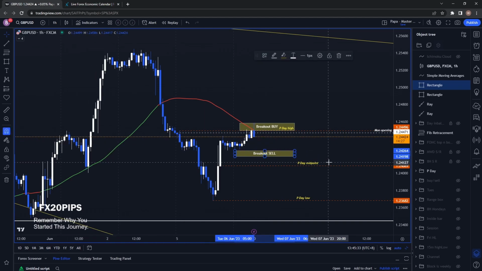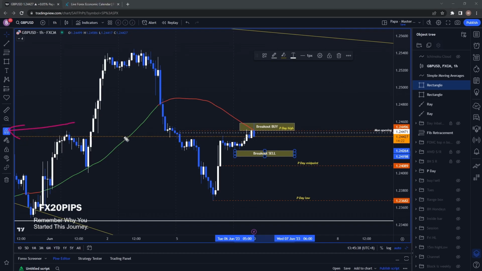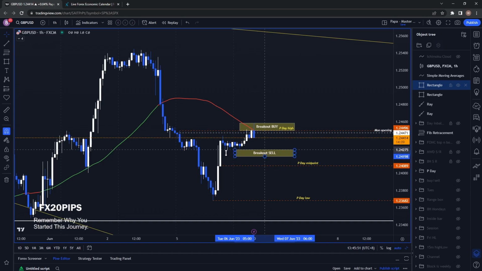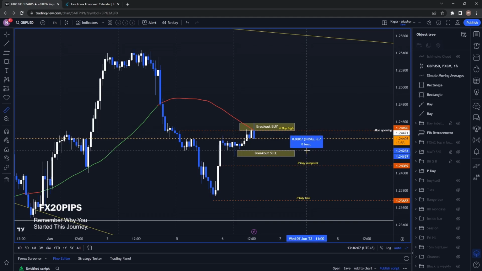Okay, remember to use the minutes. The minutes here will help you to connect cleanly to the wick or to the body. Alright, so I have the minute on, so I just drag the wick to this wick here. Okay, you can see wick to wick, then pull it back. Alright, so the size is about here to here, so 7 pips of stop loss.